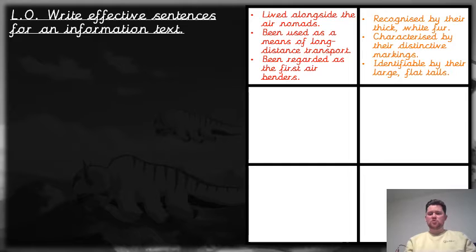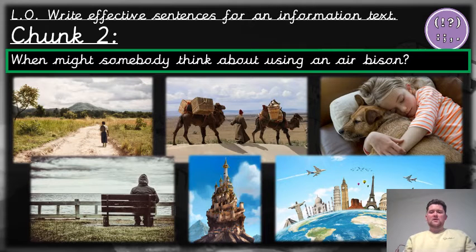Okay, let's go on to chunk 2 then. So, I've thought about how animals are used in the real world and other things. When might somebody think about using an air bison or a flying bison? So, I've got a picture of a boy who's going on a long journey. I've also got a picture of someone going across the desert with lots of parcels and packages that were too heavy to carry themselves, so they've given them to a camel to carry.